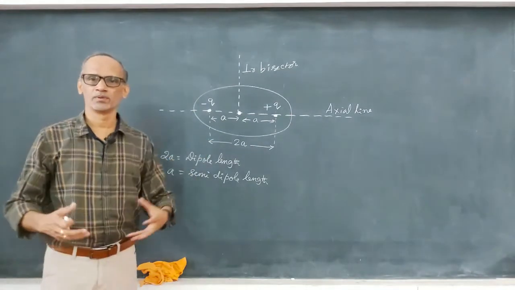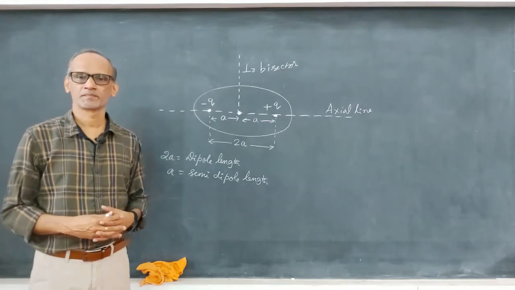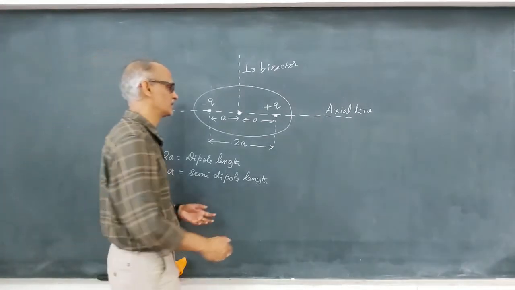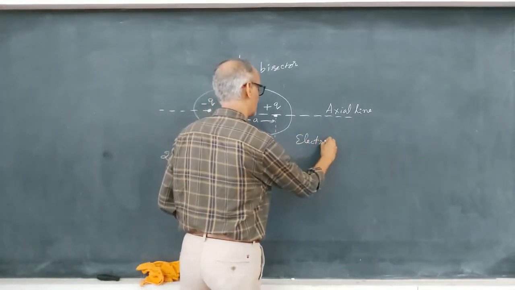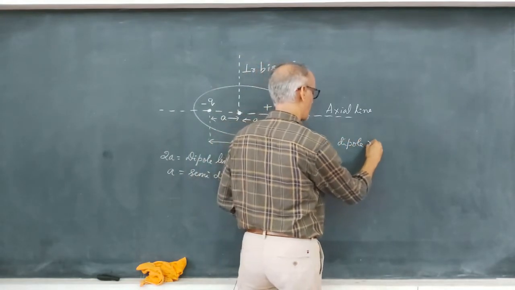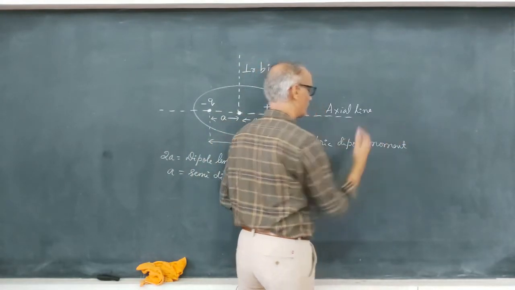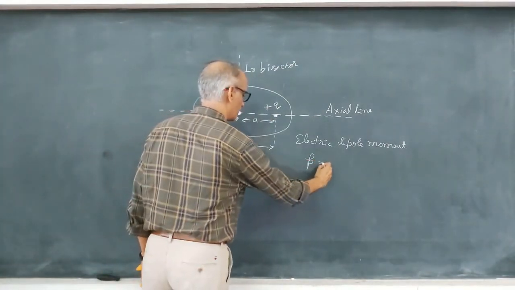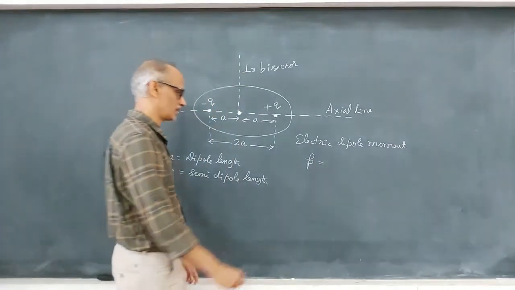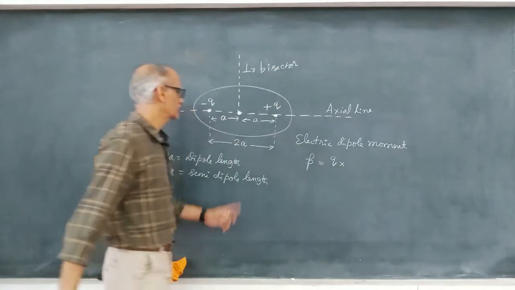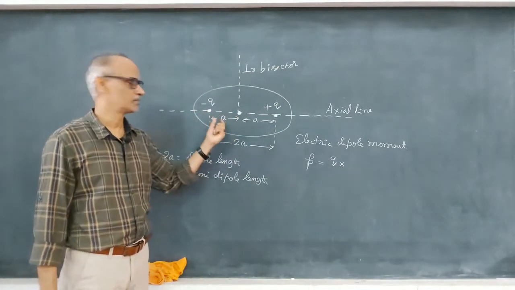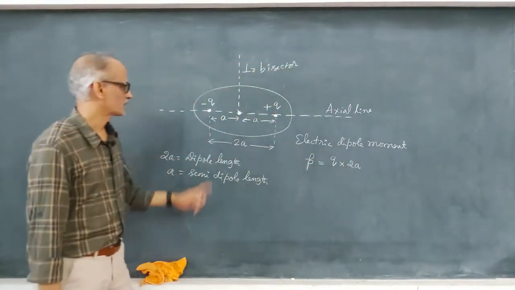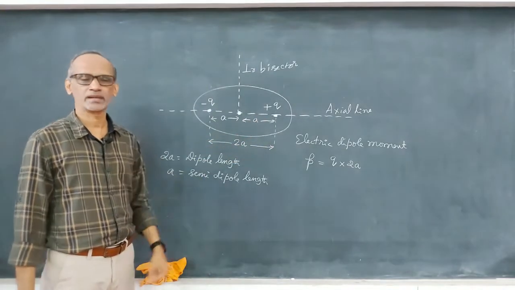This electric dipole produces an electric field. So the electric nature of an electric dipole can be measured in terms of electric dipole moment. It's a vector quantity denoted by small letter p and measured by the product of the magnitude of either of the charges, q, into the dipole length, which is 2a. So the product of the charge and the dipole length will give you the electric dipole moment.